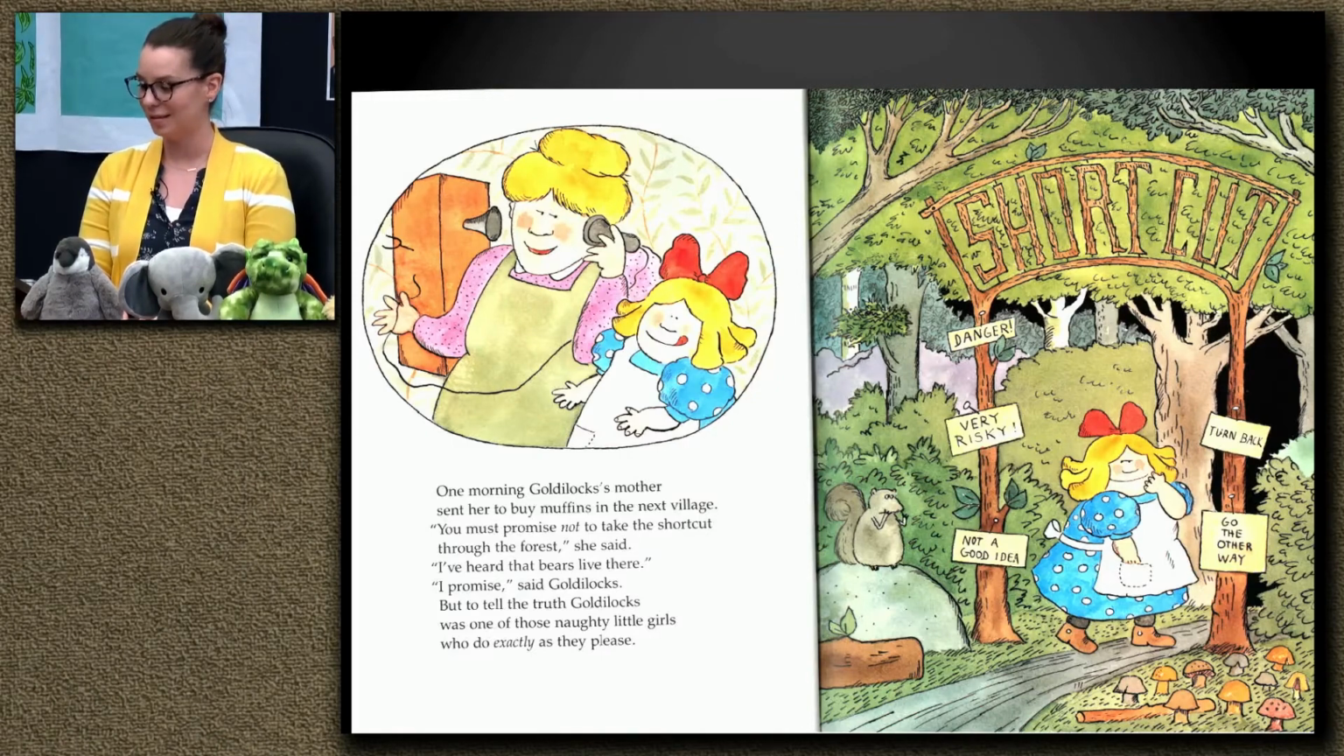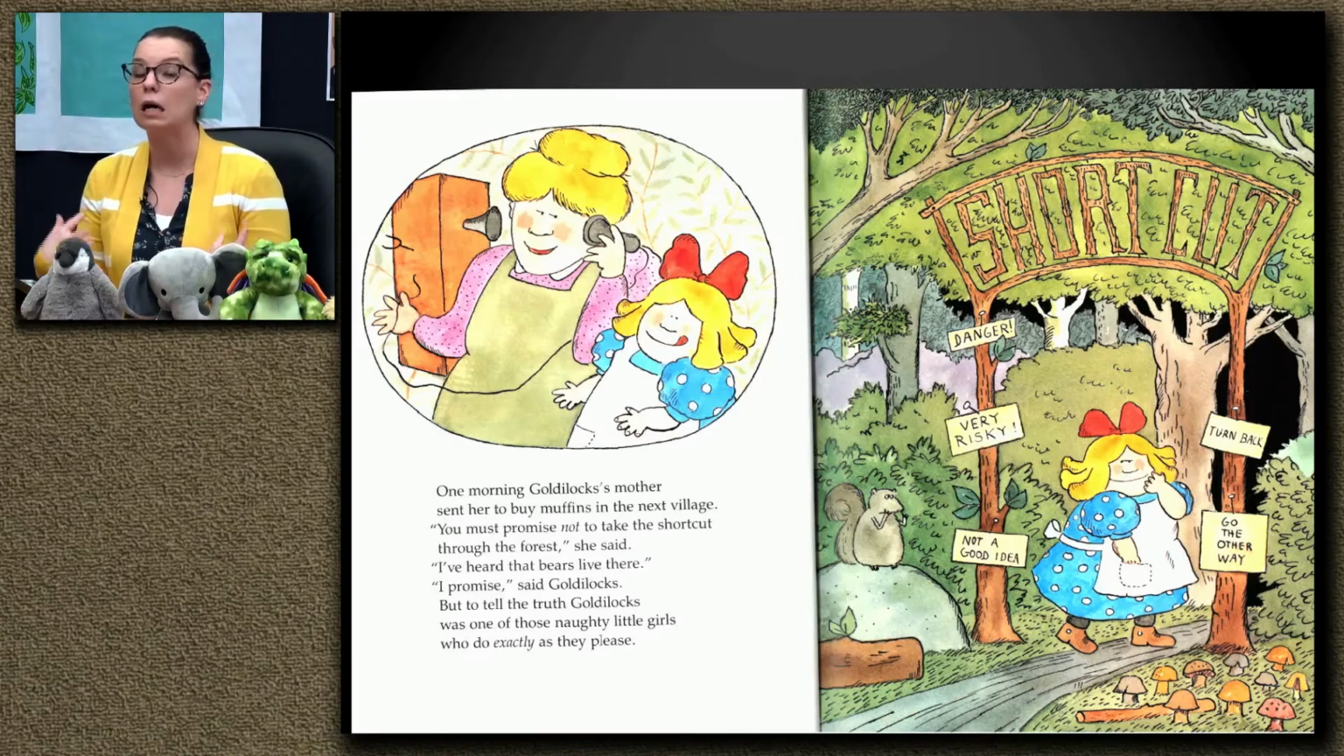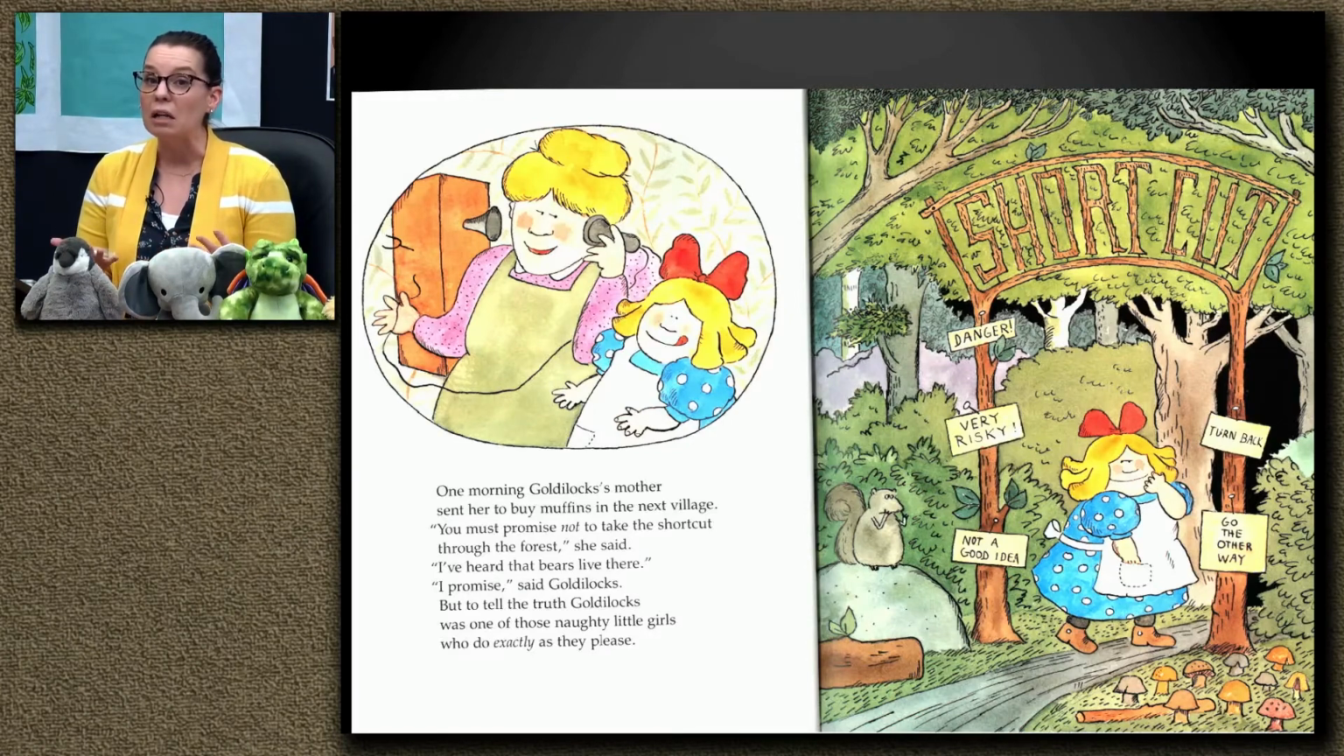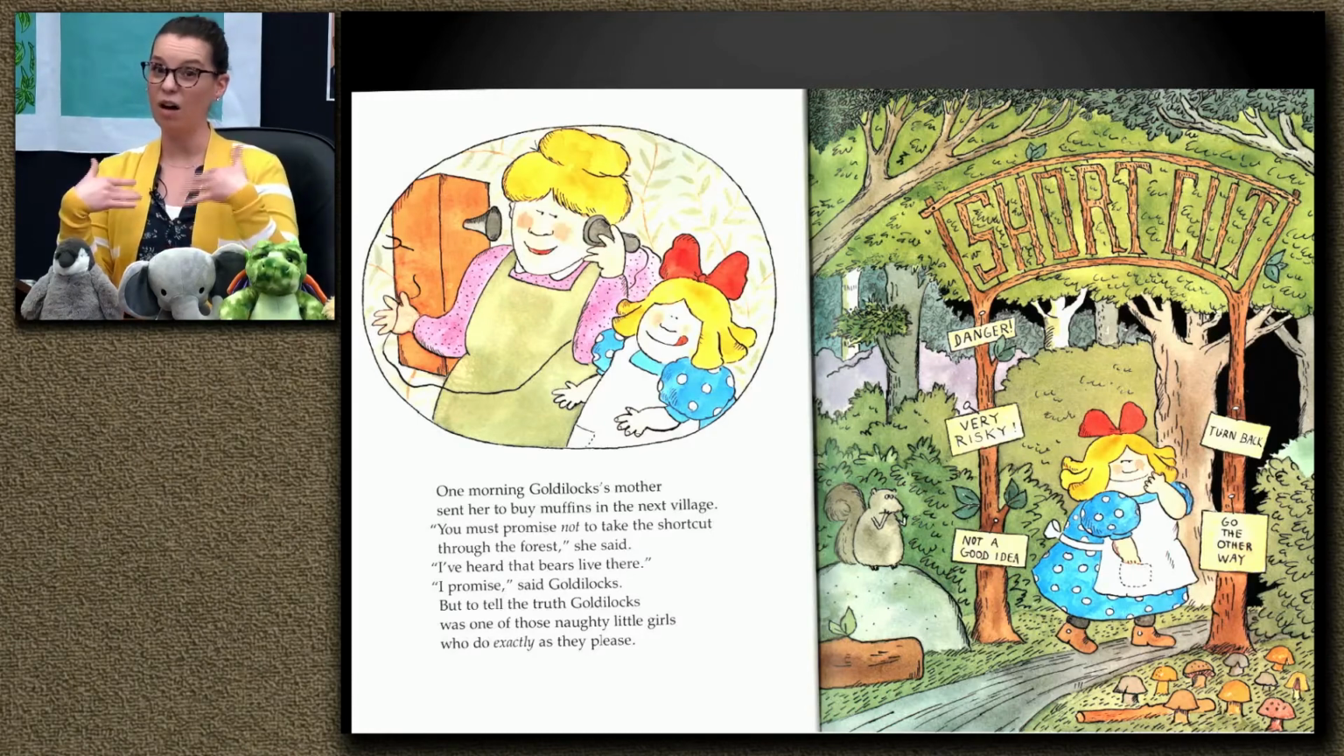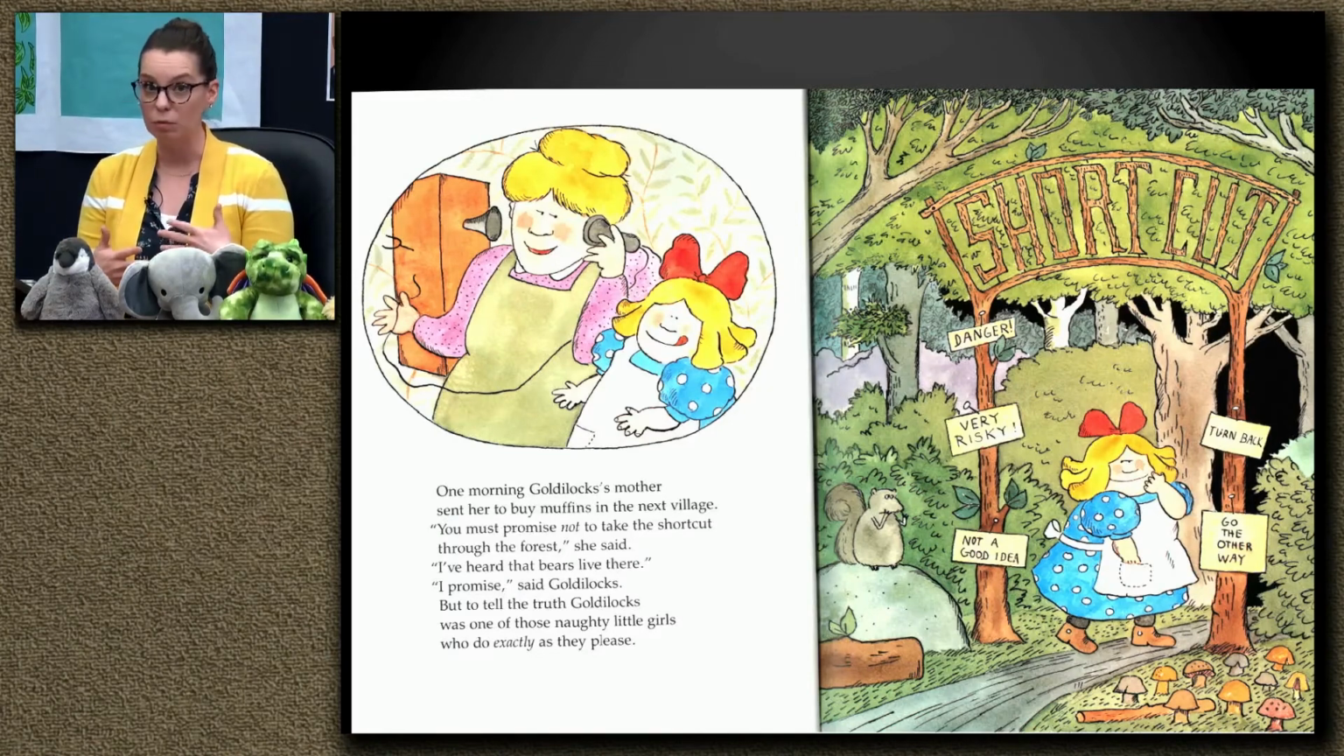Now, I'm going to say that our author used the word naughty to label Goldilocks, and that makes me a little uncomfortable because I don't like people labeling anyone, kids especially, with a character trait like that, to say that they're naughty. Now, maybe the actions were naughty, but Goldilocks herself, I wouldn't call her a naughty person. I might say she's adventurous. I might say she's independent, which are good, strong character traits.